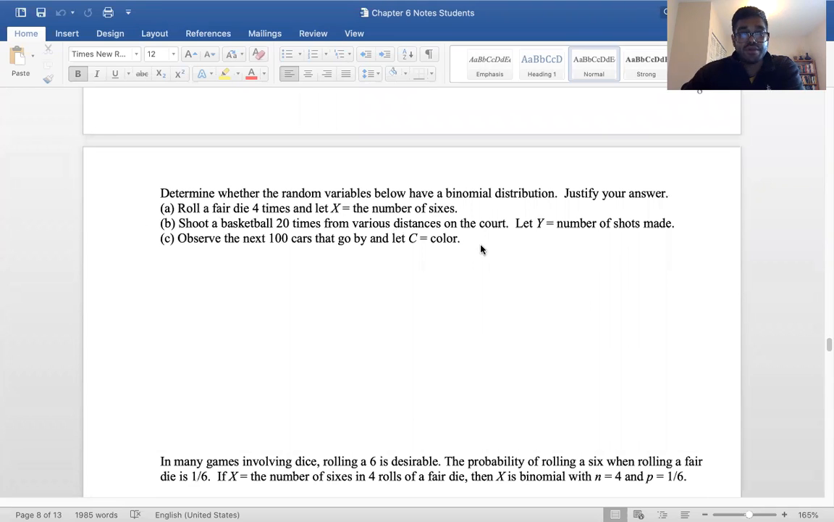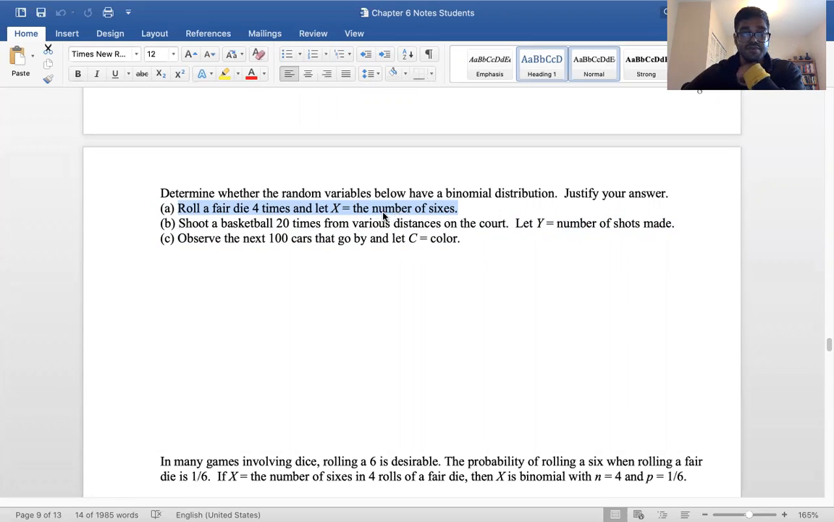All right, so I want you to think about these three problems and think about, do they pass that acronym test? We can kind of go over this in class, but make sure you take a look at this. Does it pass the BINS? So I'll do the first one and you guys can look at the second one. So the first one: roll a fair dice 4 times and count the number of sixes.